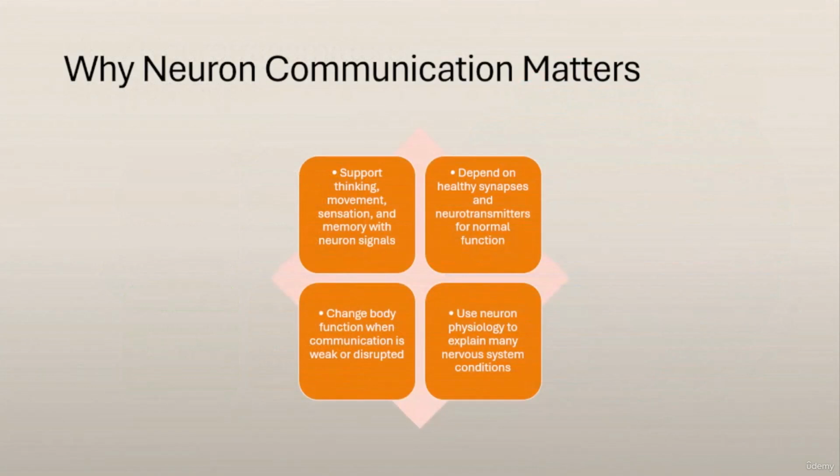Neuron communication is what allows the body to think, move, feel, and respond, and disruptions in the communication can lead to changes in mood, movement, memory, or coordination. And because neurons rely on electrical and chemical signals working together, anything that affects ions, receptors, synapses, or neurotransmitters can change how the nervous system behaves. And understanding this helps explain why the nervous system can adjust quickly in some situations and struggle in others.